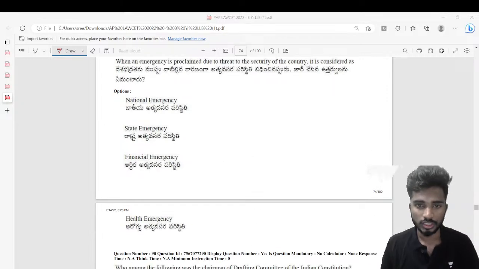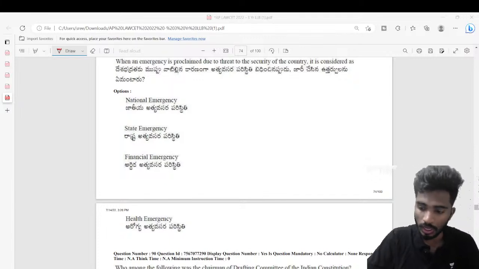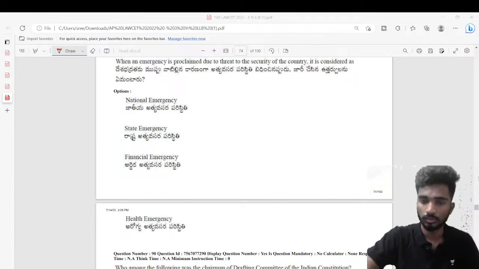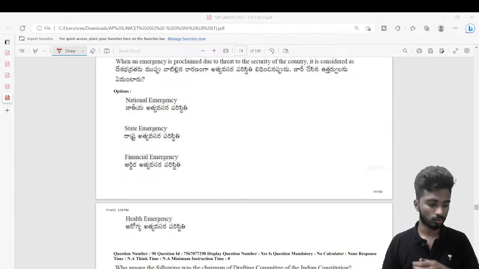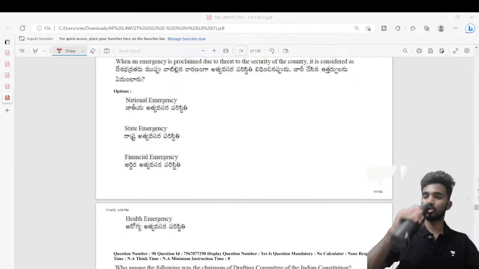When an emergency is proclaimed due to a threat to the security of the country, what is the order issued called? Write it down in the chat window. Very good, Gardas, Priyanka, Jeevana, Alpha, TS, Madhu.